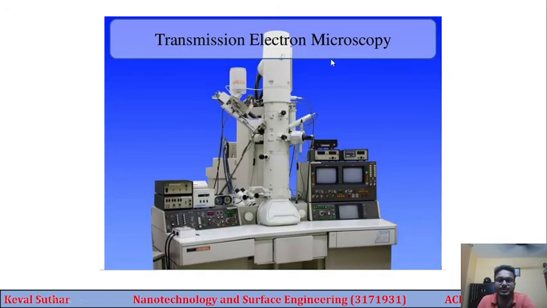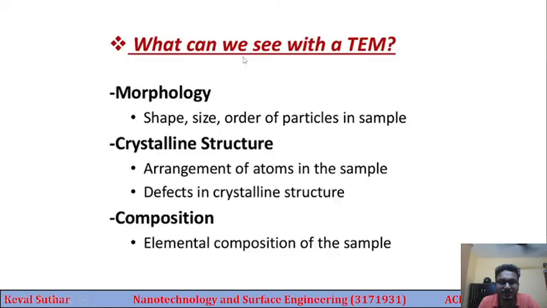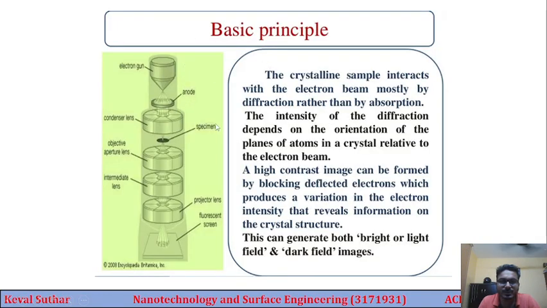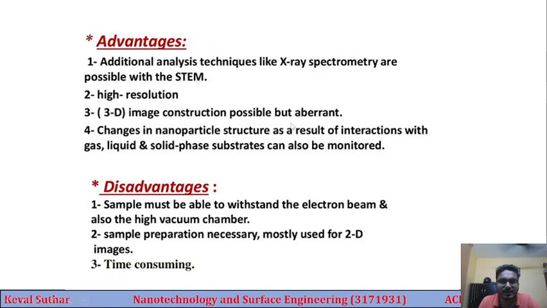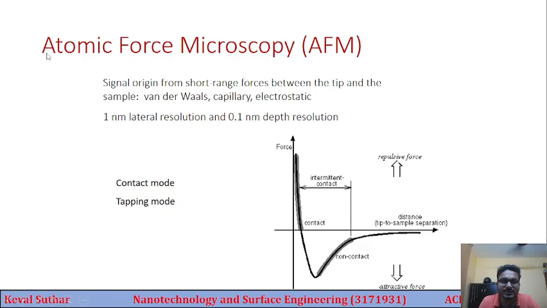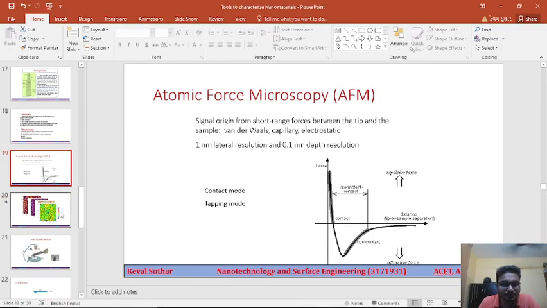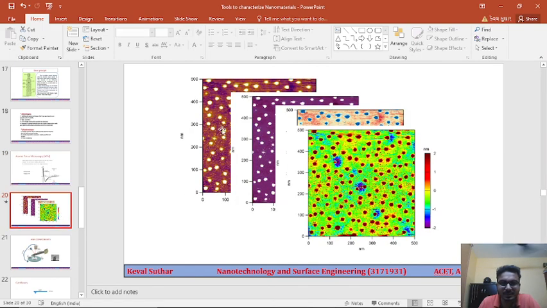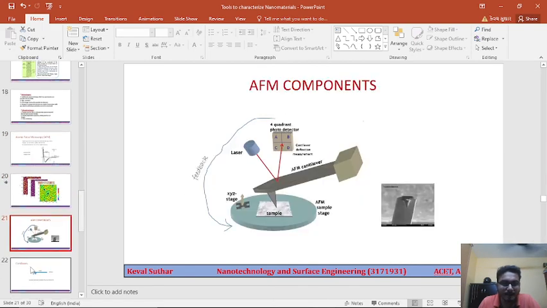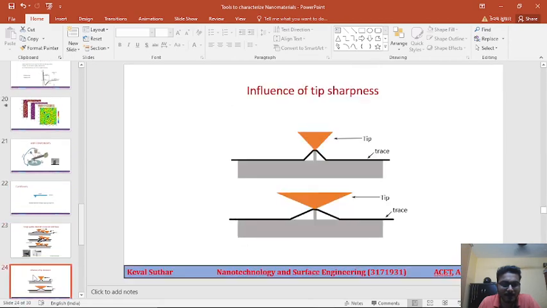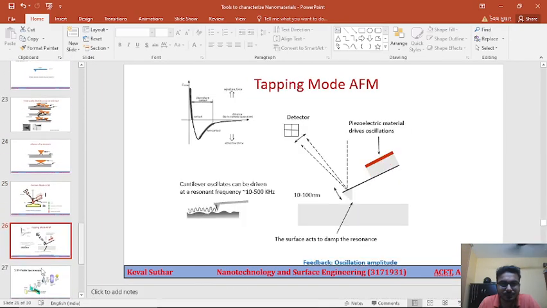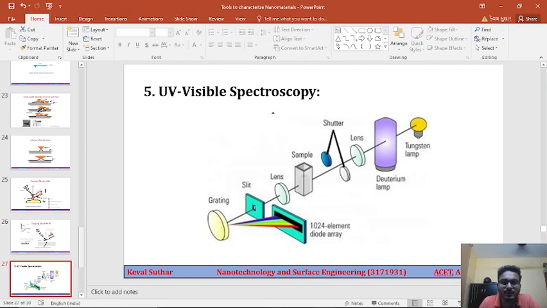So what we are going to discuss in our next lecture, next will be the transmission electron microscopy, the things which we can obtain from this method. This will be the basic principle. Then again advantages and disadvantages. Then we will discuss atomic force microscopy. These are the images. And then the last topic will be UV visible spectroscopy.